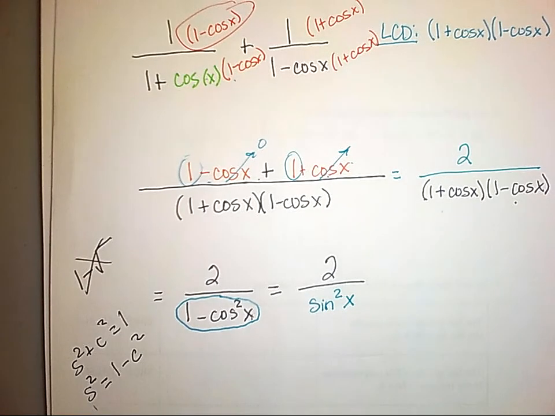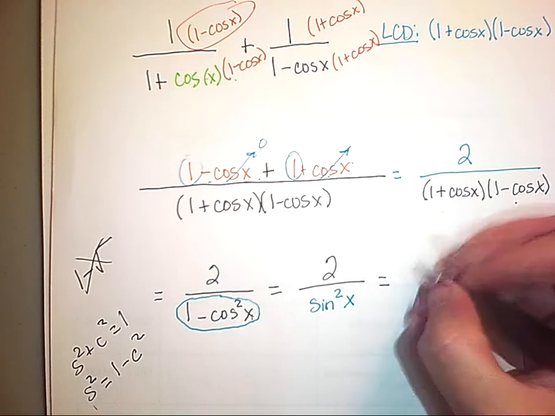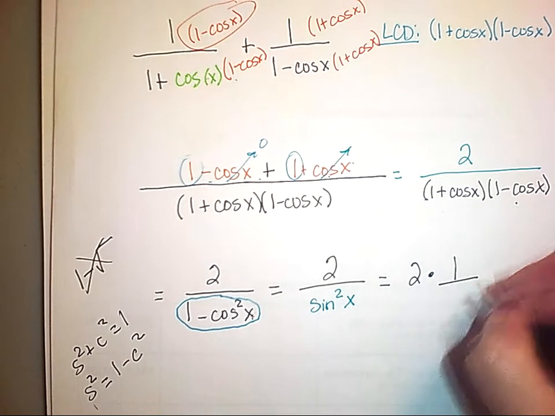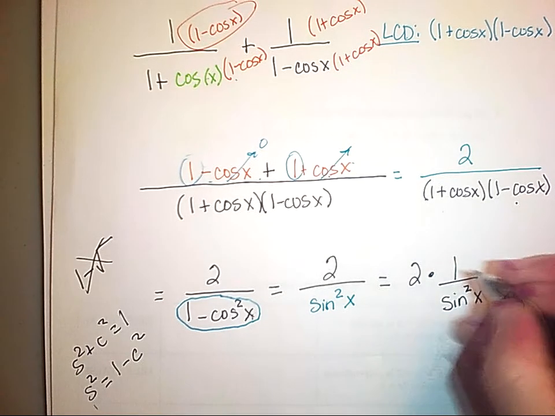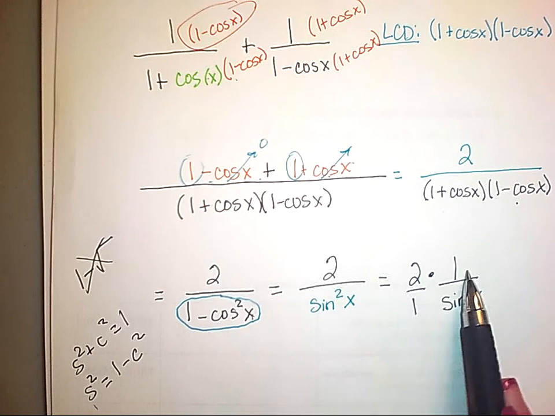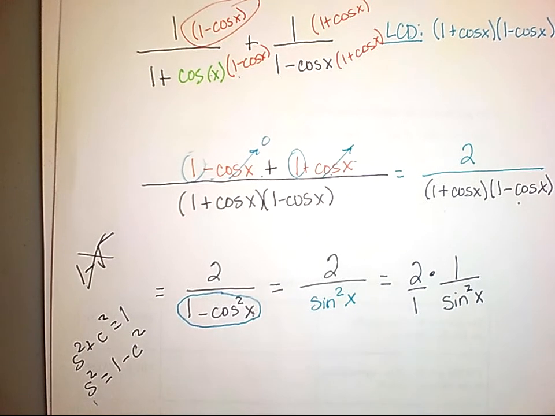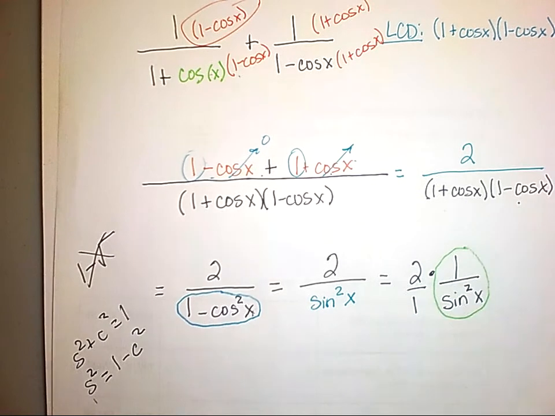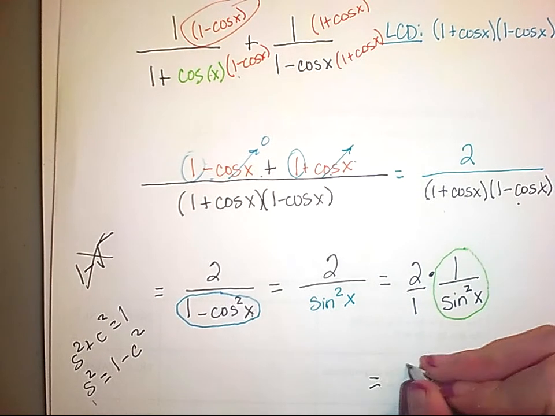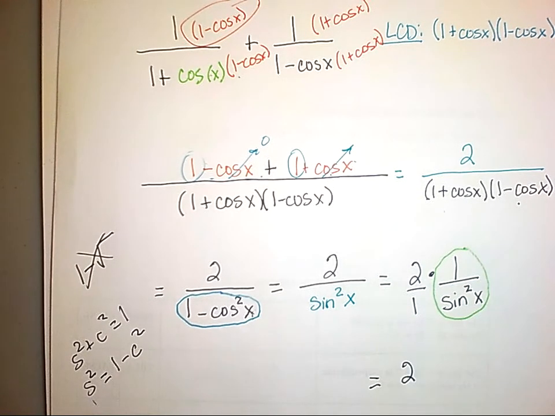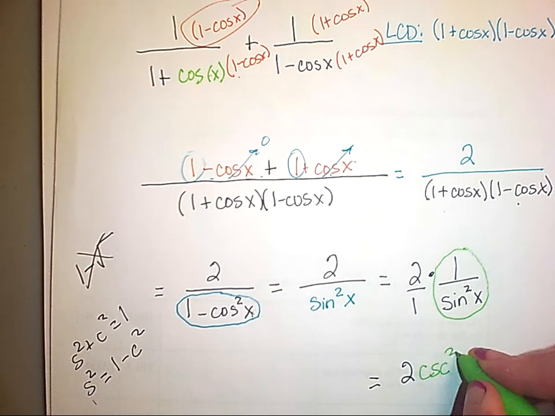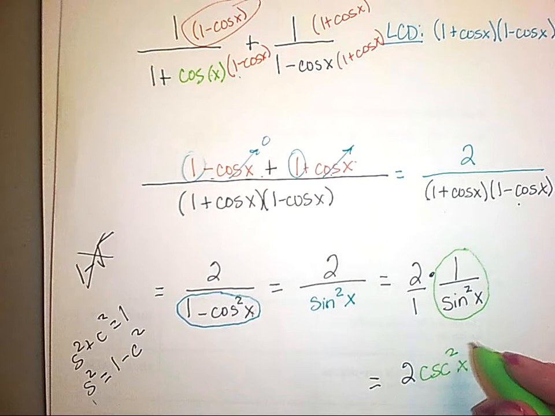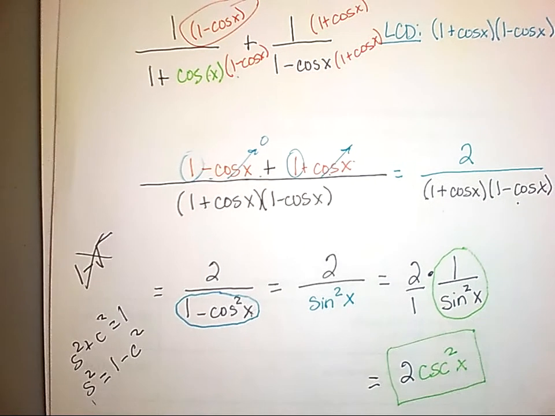Okay, so 1 minus cosine squared of x is sine squared of x. And we could write this as 2 times 1 over sine squared of x, like 2 over 1. So if you multiply them back together, you're going to get this. Right, so why was that helpful? Well, the 2 stays, but 1 over sine squared of x is cosecant squared x. So this is the simplification to our original problem.